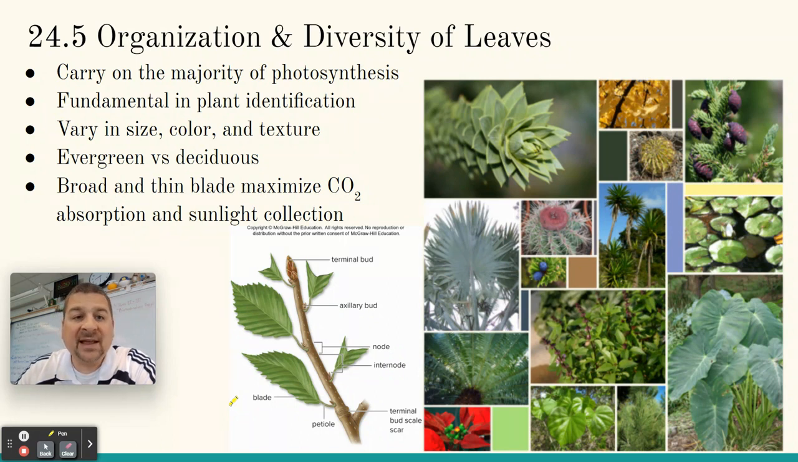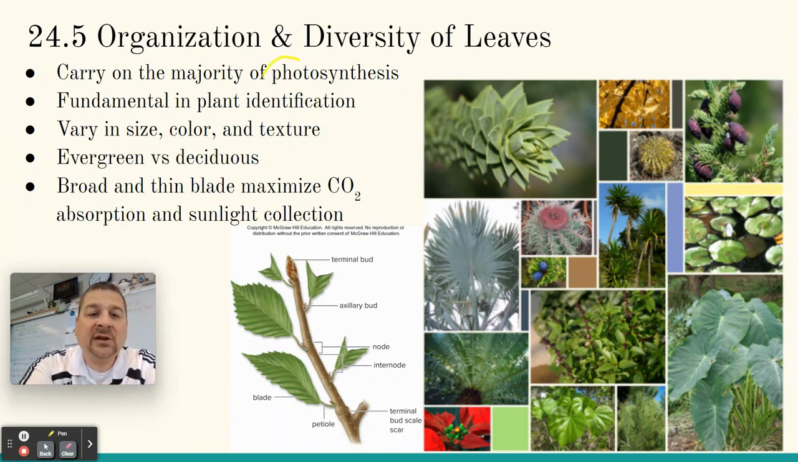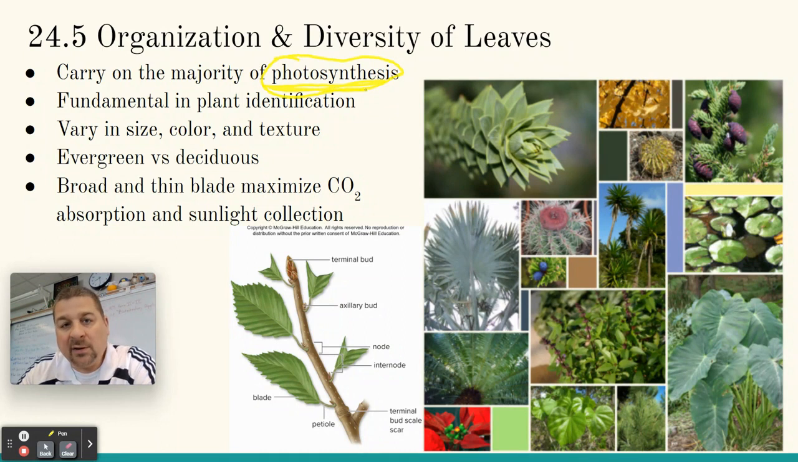Leaves are important for plants. Obviously, one of the major things when we think about leaves is photosynthesis. Green plants carry on photosynthesis, using sunlight to produce sugars. Leaves are the main site of photosynthesis, although it does happen in some stems as well.